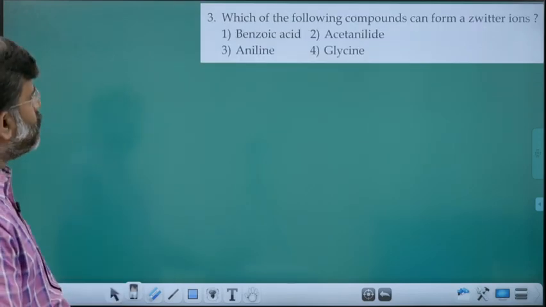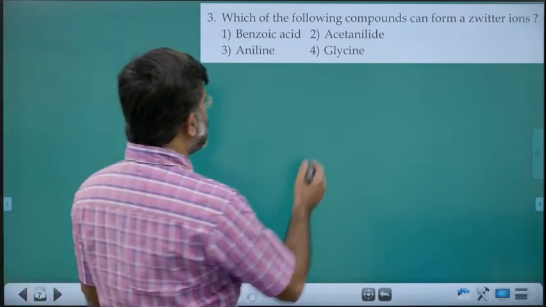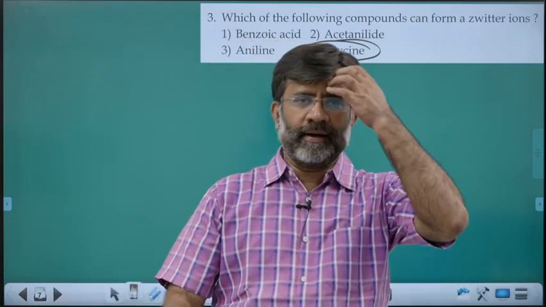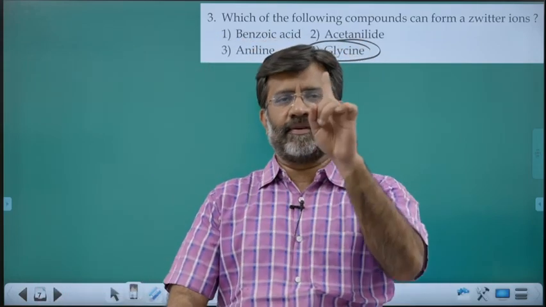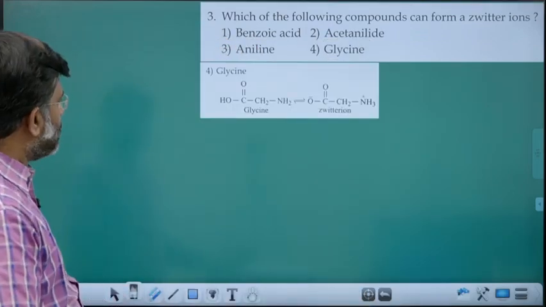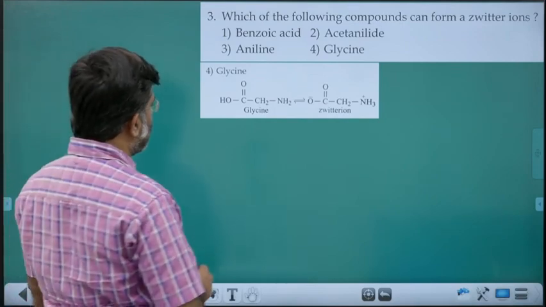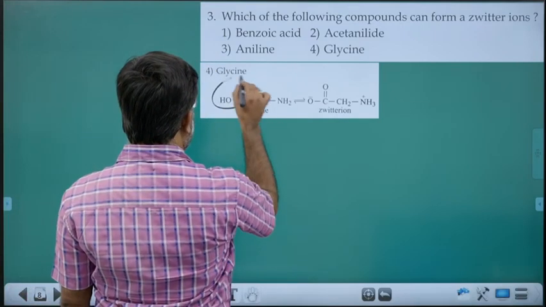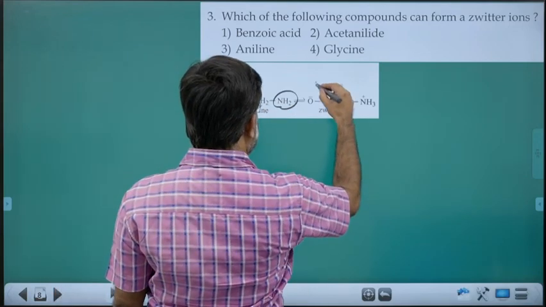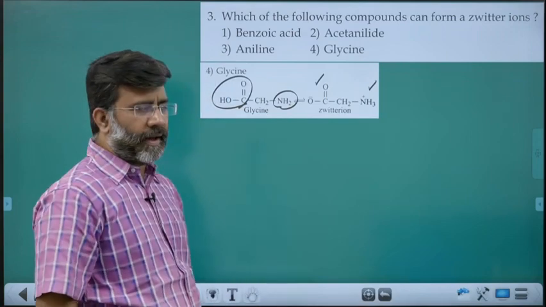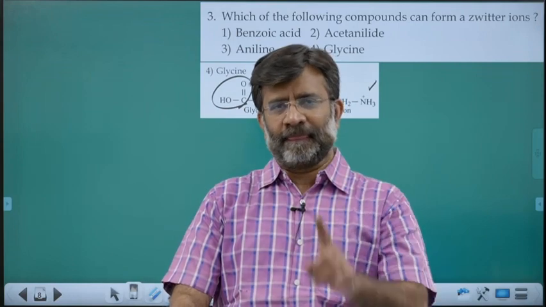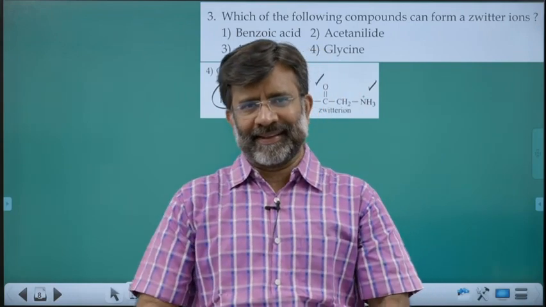Which can form a zwitterion? Glycine. Glycine is an amino acid that can form a zwitterion at the isoelectric point. Glycine is the first amino acid, and this is the zwitterion formation of glycine. This acid group and amino group can exist in the zwitterion form, a dipolar internal salt. What is the pH concerned known as? Isoelectric point. Next question.